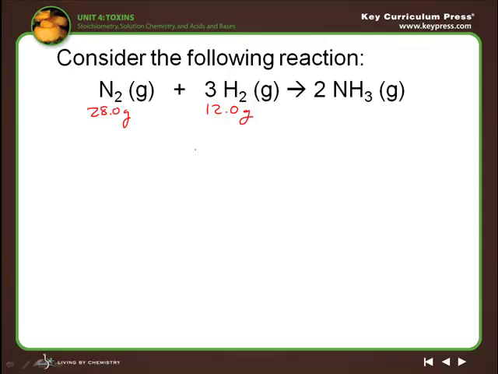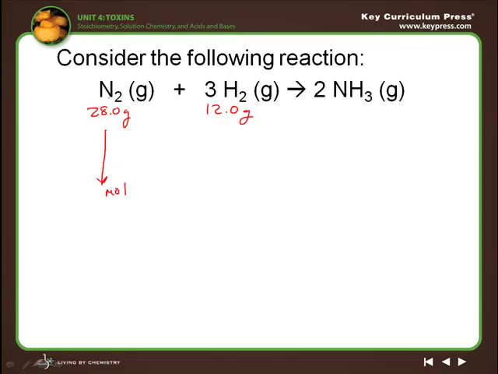To determine which one limits the reaction, can we compare grams to grams? Can we just say, which one's less? Hydrogen? No, we might get lucky every once in a while, but you can't do that. So instead, what do we have to convert the grams to first? Moles.